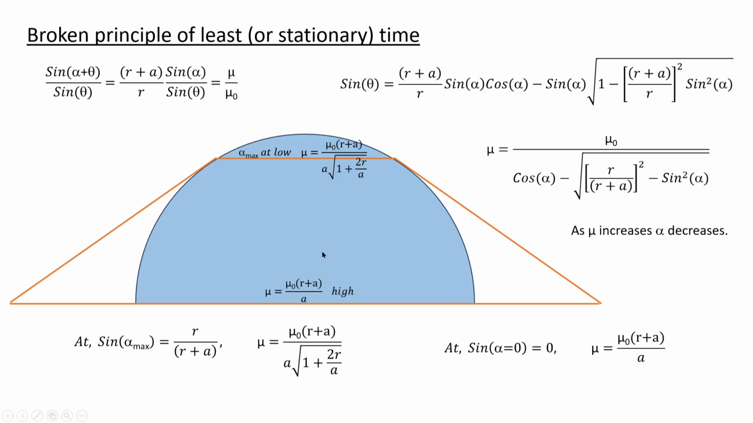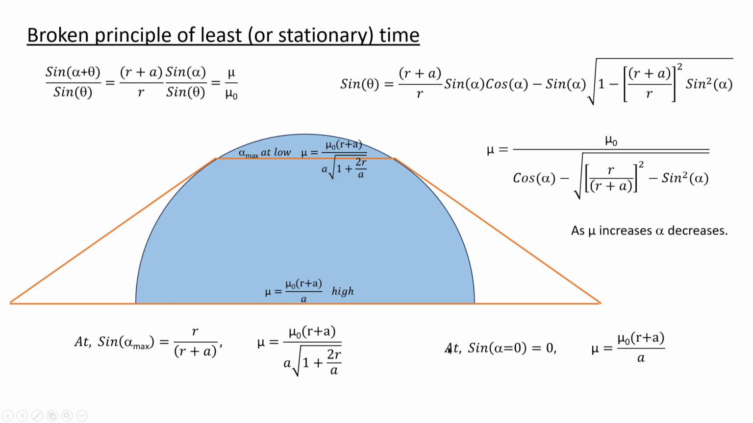and when the mu, or the refractive index of the media, is high, when it is equal to mu naught into r plus a by a, this solution collapses to this. Now, actually, as the mu keeps increasing, the upper path keeps reducing its height, and it collapses to this central path passing through the center of the circle at the high mu value. So this is alpha equals 0. This is the lowest alpha value, and this is the highest alpha value possible.